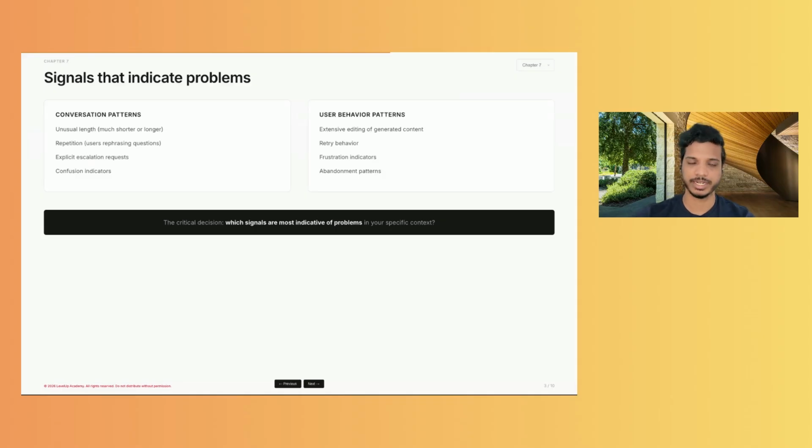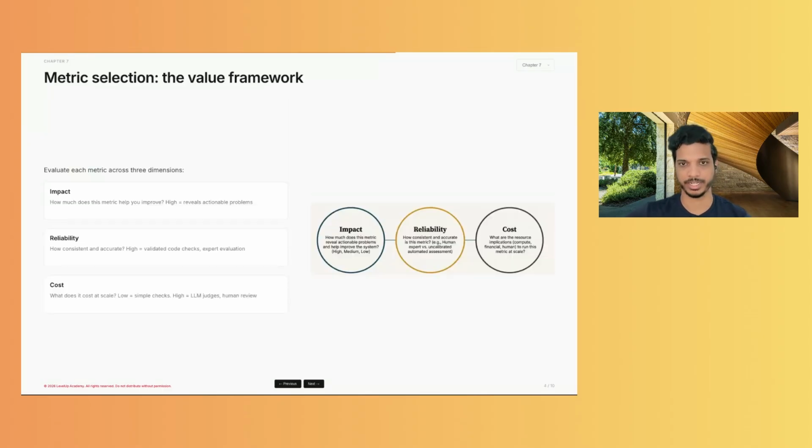So the clear decision that you as a product builder should make is, what kind of signals in this huge spectrum do I need to actually gather to understand whether my application is doing the right thing, and if there are any issues, they will get flagged correctly.